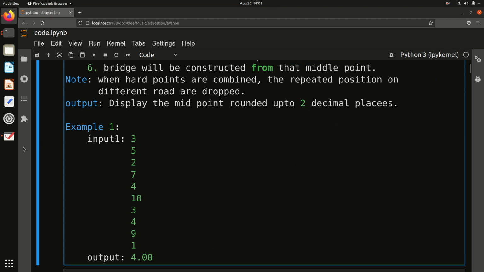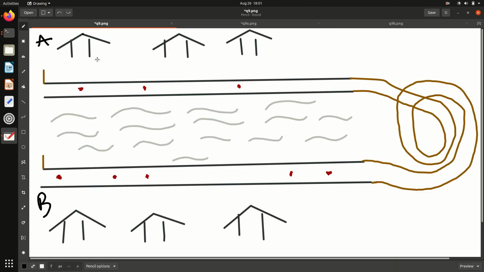So I hope you understand the question. The villages and all these were just background. The simple thing was to combine the points, sort them in ascending order, find the median, and print it up to 2 decimal places.